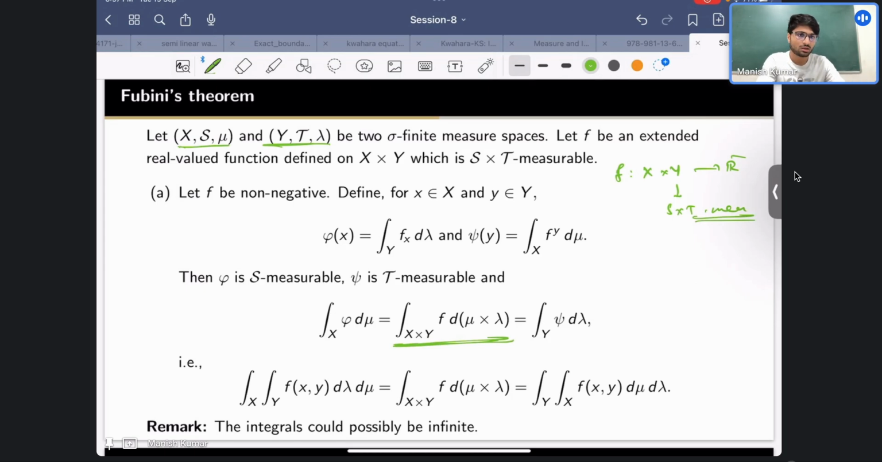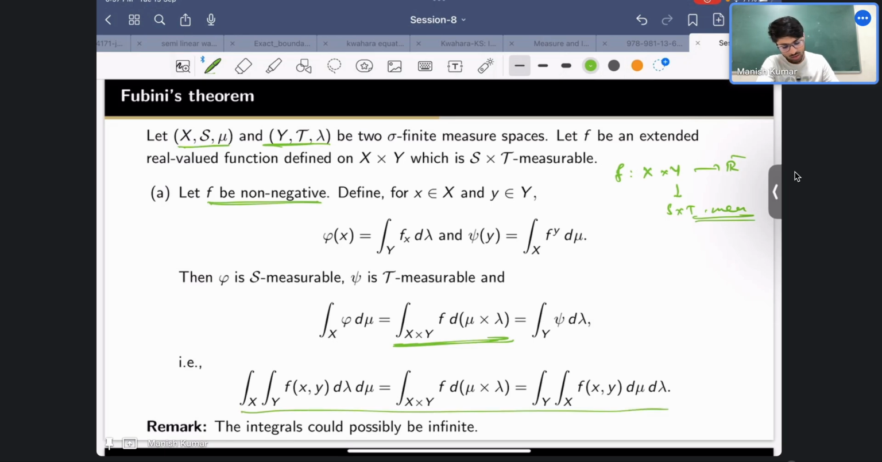Now the question is how to evaluate this integral using iterated integration. Can this integral be equal to this type of integral? Is it true? It will be true under certain conditions. The first condition is this: suppose f is non-negative, that means the function is greater than or equal to 0 for all points. In that case this will always be true.